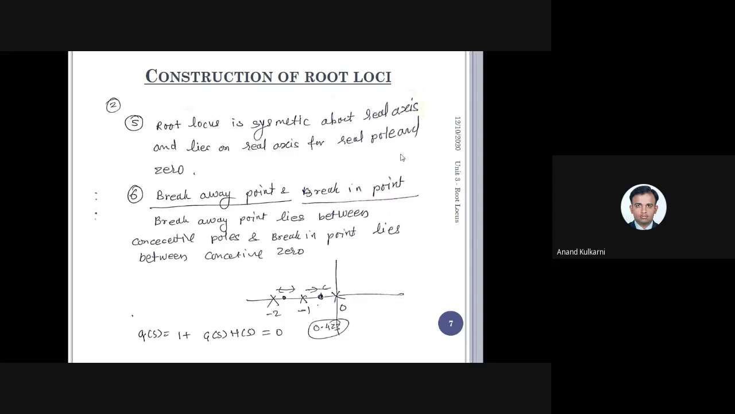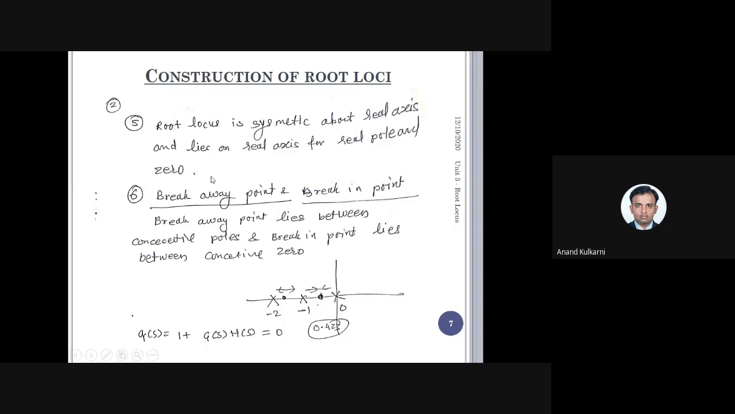Rule number 5 says that the root locus is always symmetrical about the real axis. This is our real axis, correct? It is symmetrical about that. So whatever is above this, the same thing will be below this. That means the real axis is like a mirror, like a plane mirror. Whatever you see above that, the same thing you will see in the image. So it is always about the real axis only, not the imaginary axis. Don't get confused. It is not symmetrical about the y-axis. It is symmetrical about the x-axis, that is our real axis.